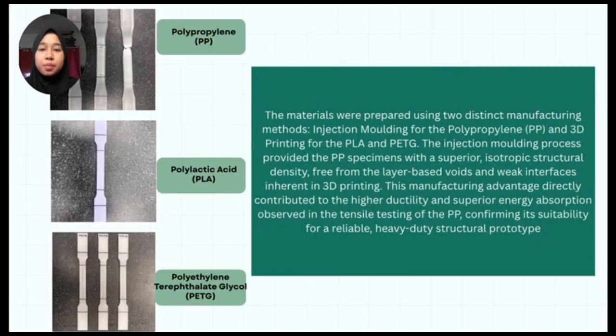The material were prepared using 2 distinct manufacturing methods, which is injection molding for the polypropylene and 3D printing for the PLA and PETG. The injection molding process provides the PP specimen with a superior isotropic structure density, free from the layer-based void and weak interface inherent in 3D printing. This manufacturing advantage directly contributes to the higher ductility and superior energy absorption observed in the tensile testing of the PP, confirming its suitability for a reliable heavy-duty structure prototype.